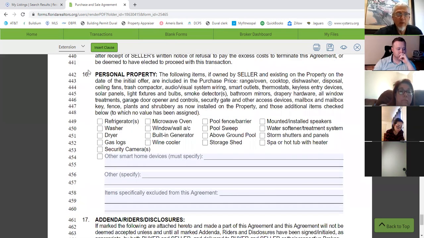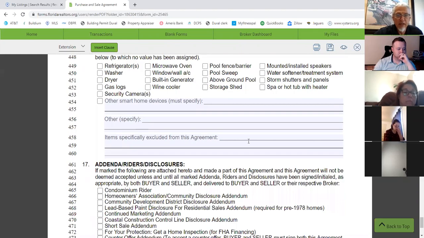Personal property, keep in mind in paragraph 16 under personal property that everything that is included in the top section is bolted to the house. That includes the shrubbery, the plants, the fence, all that stuff goes with the house. That's to be expected. Unless they list it down here as if it's specifically excluded. If your seller says, I'm taking the iron gate that belonged to my grandfather, then you would specifically exclude it from the agreement.